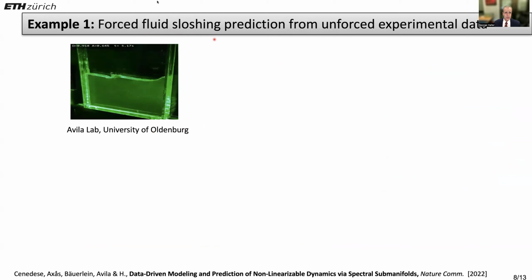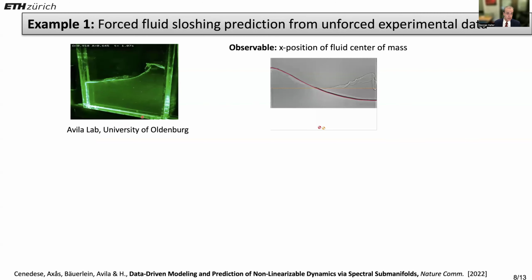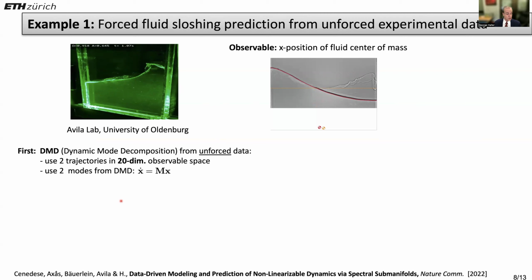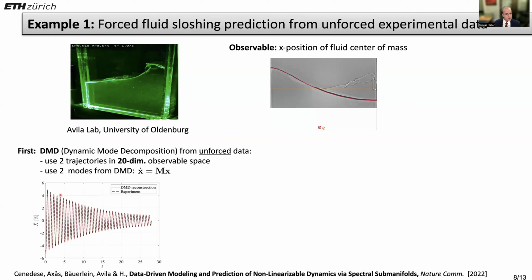This is fluid sloshing by the Avila lab, Kerstin Avila, who recently got a professorship at the University of Oldenburg. There are these fantastic experiments, fluid sloshing in this container, which is being shaken. And the observable here is the center of mass of the fluid, which one can calculate from the available videos. And just for reference, if you did linear model reduction of this, using the dynamic mode decomposition, you could fit a very good DMD model to this decaying data without forcing. So that might give the idea that most likely the system is linear.